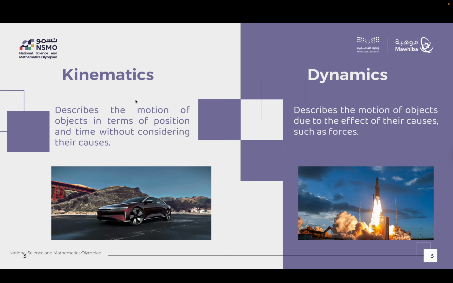Kinematics describes the motion of objects in terms of position and time without considering their causes. So, for example, if I ask you to tell me the distance a car traveled based on its velocity, you will use kinematics to answer the question. On the other hand, dynamics describes the motion of objects due to the effect of their causes, such as forces. If you calculate the movement of a rocket based on the thrust and the gravitational force, you use dynamics.